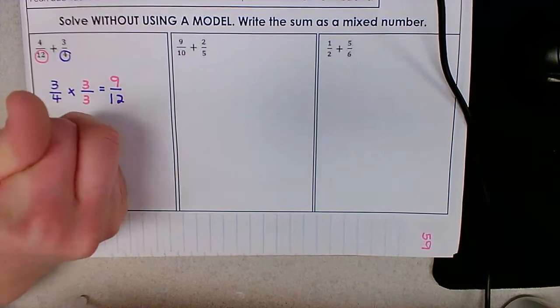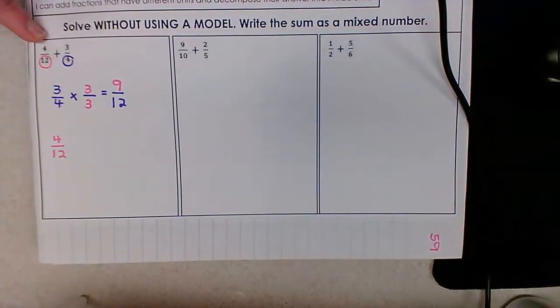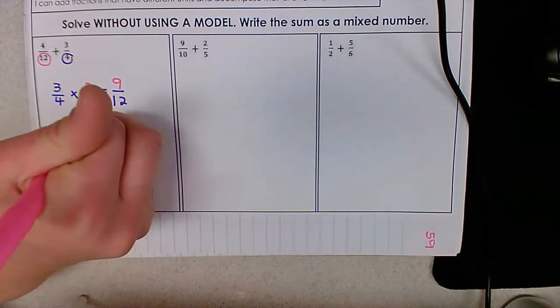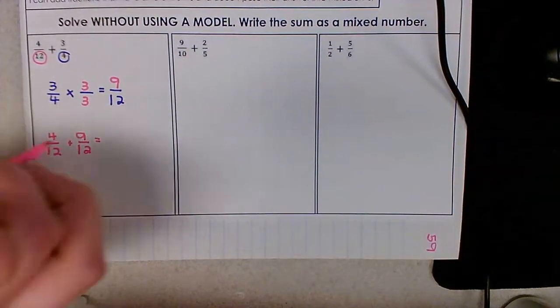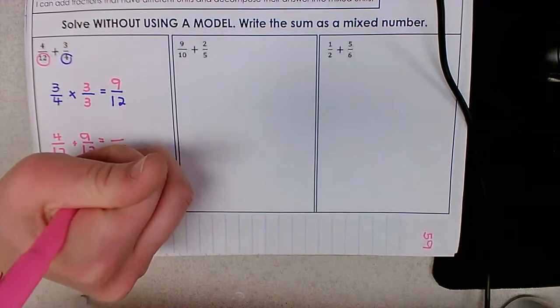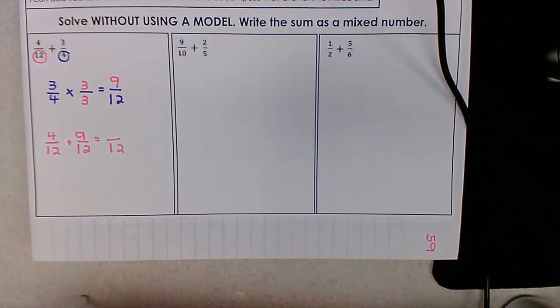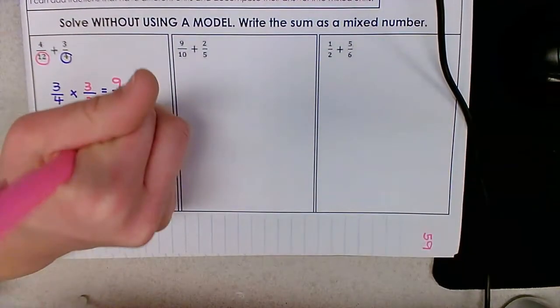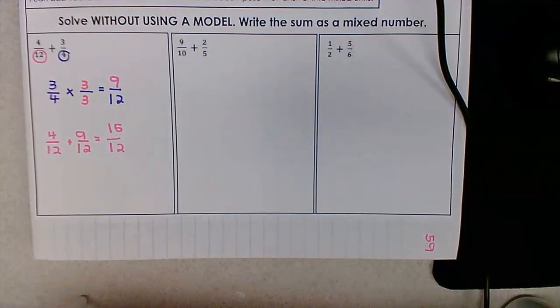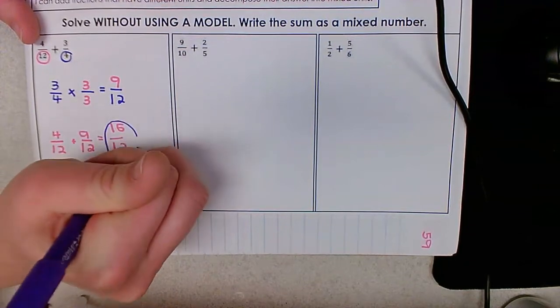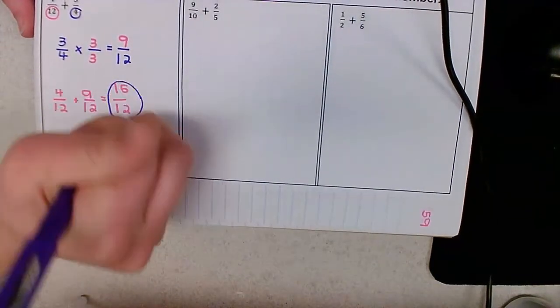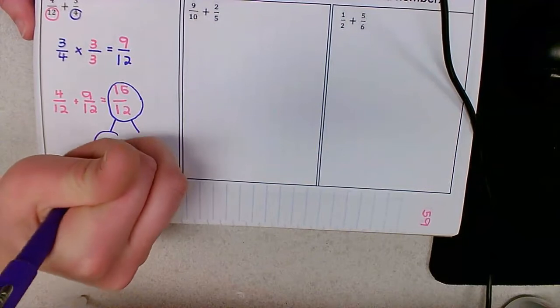We have 4/12, our original 12ths fraction, plus 9/12. And that equals how many 12ths? 4 plus 9 is 15. Remember that it is improper to leave your numerator larger than your denominator. So let's turn this into a mixed number.